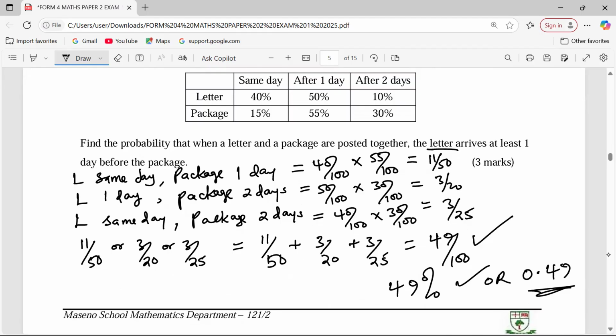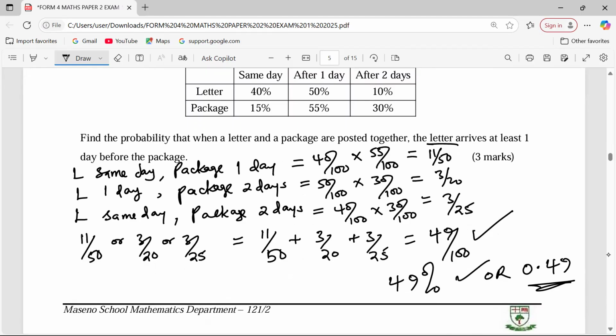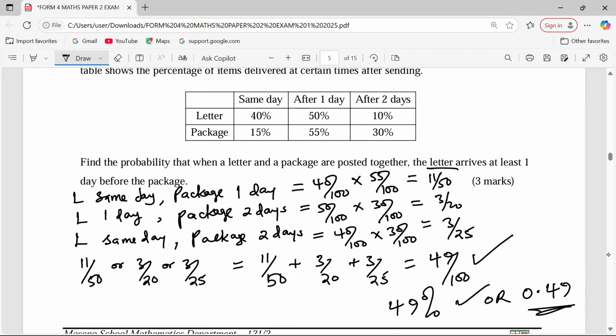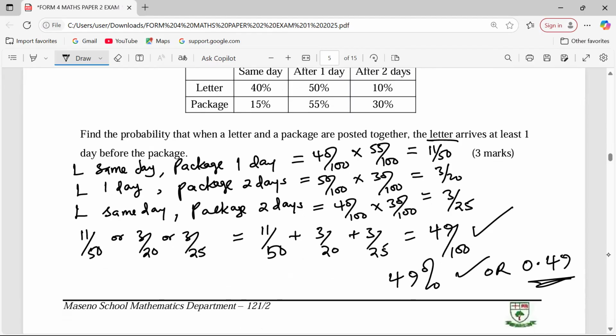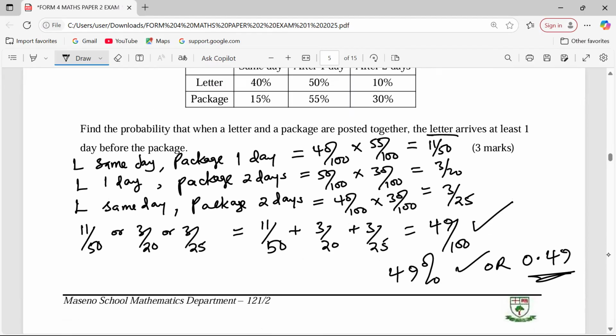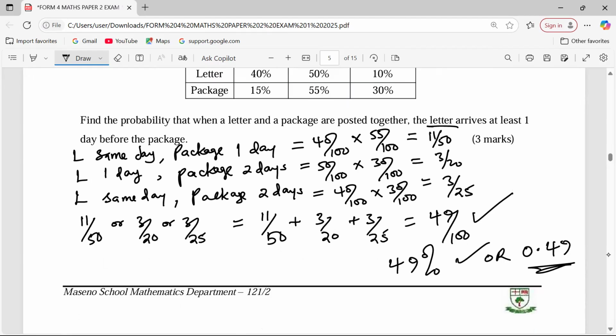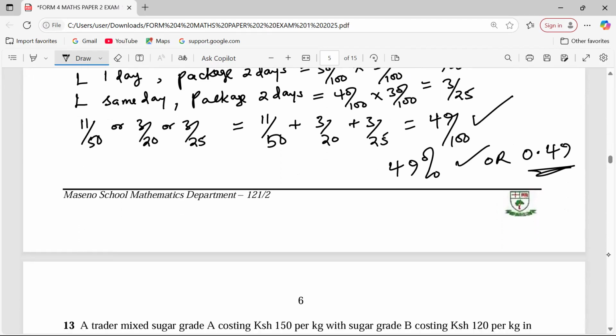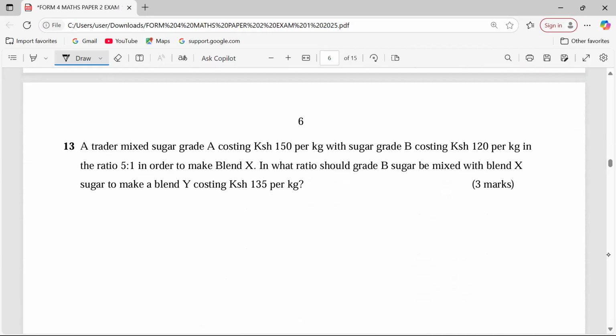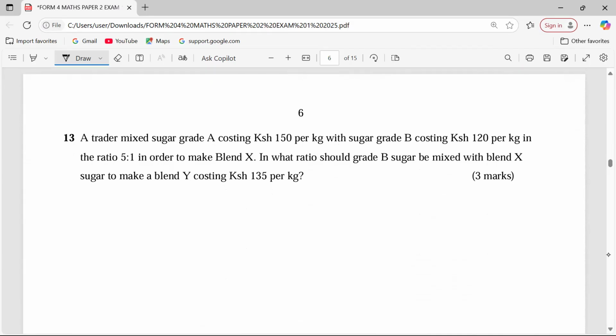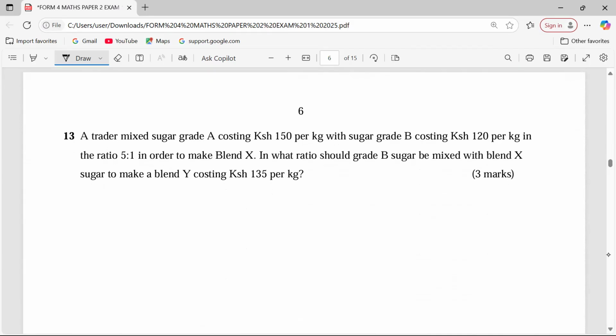Letter arriving at least a day before the package. At least a day before the package. So it can be after 1 day, or earlier by a day, or more than a day. 13. A very good question in number 13.